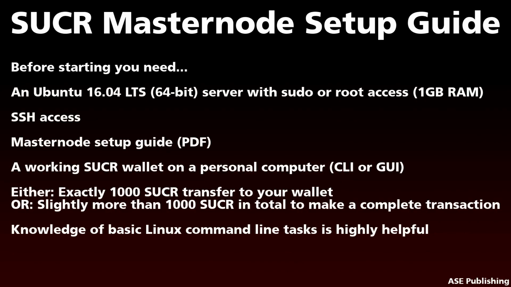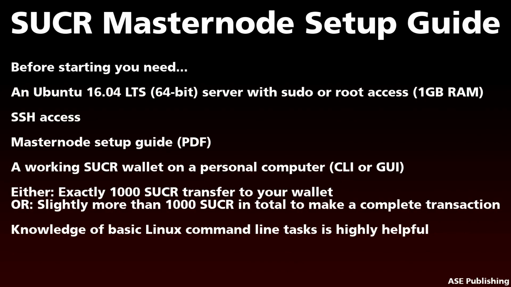A little bit about the collateral transaction. That's what I mentioned about the 1,000 SUCR being sent to you. The transaction has to be exactly 1,000. It can't be more, it can't be less. So if you're sending the amount from an exchange to your own personal wallet, you have to take into account the fees that the exchange charges you. For instance, if the exchange is charging 0.1 SUCR, you send 1,000.1, and then the exchange deducts that fee, and you should have an exact 1,000 transaction in your wallet. You need exactly 1,000 SUCR in one single transaction.